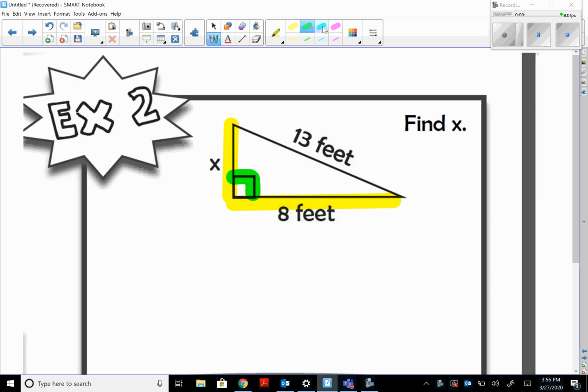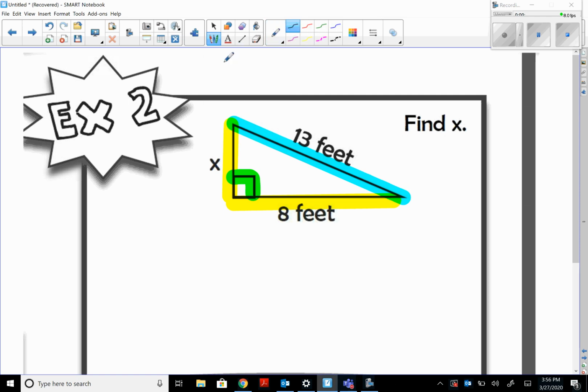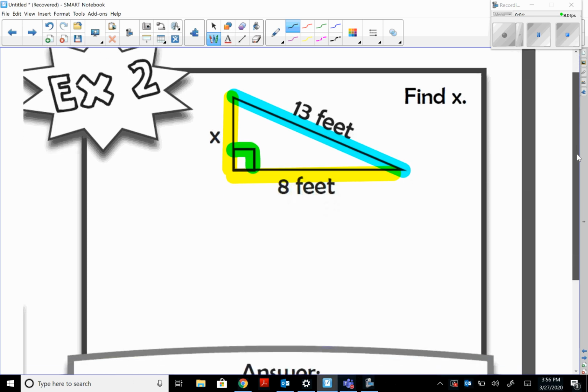And then the hypotenuse of this triangle, which is the longest side and the side opposite the right angle, is this one that I'm highlighting in blue that has a label of 13 feet. So we're going to once again use the Pythagorean theorem to figure out the length of the unknown side. However, in this example, you will notice that we know the length of one leg, but we do not know the length of the other leg.